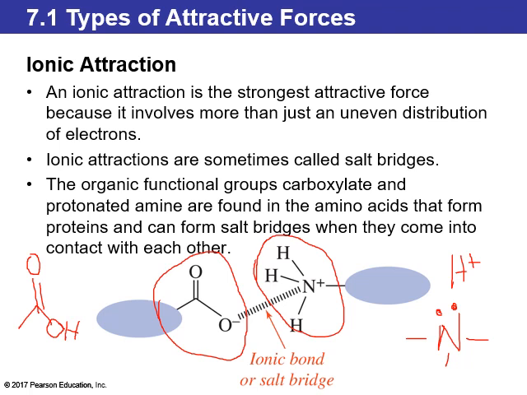And so these two can interact together, what we call an ionic bond or a salt bridge. So you might have an amino acid with an amine on it, an amino acid with a carboxylic acid on it, and these two can interact, and that will hold a protein together in a particular shape.